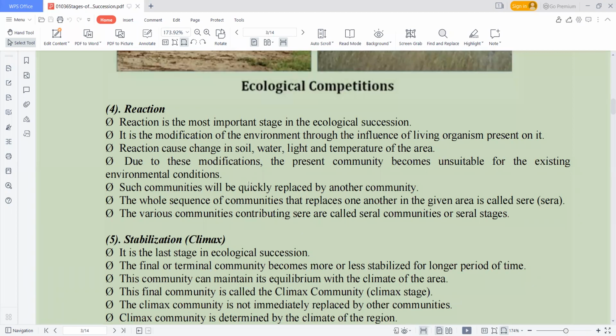Due to this increase in number, the composition of the soil will change, and water availability, light, and temperature of the area will change. Due to these modifications, the present community becomes unsuitable for the existing environmental conditions. The first plants which occupied this area cannot survive due to changes in the soil, water, light, and temperature, so it is unsuitable for the first occupied organisms.